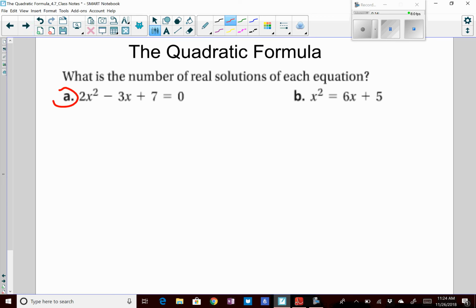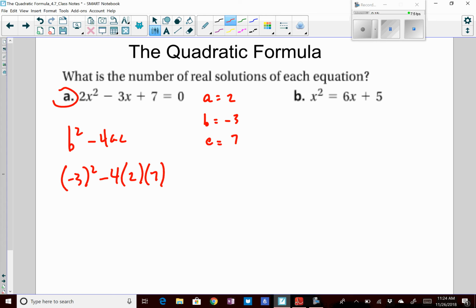Okay, in part A here, they want the number of real solutions. So again, identify A, B, and C. So here A is 2, B is -3, C is 7. So we start with B squared minus 4AC. So that's going to be negative 3 squared minus 4 times A is 2 and C is 7.